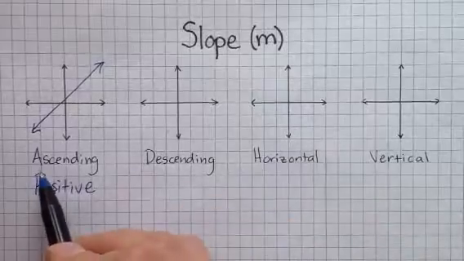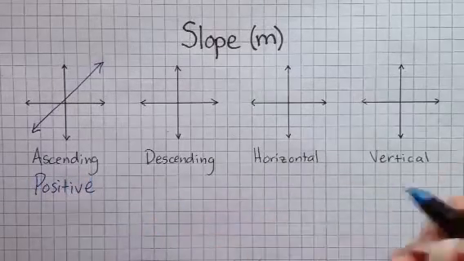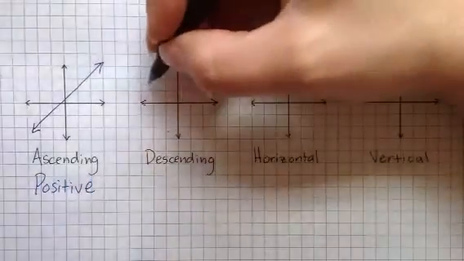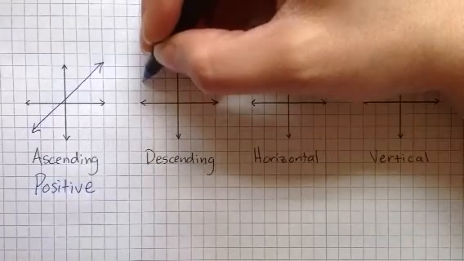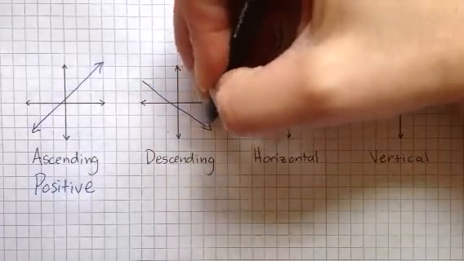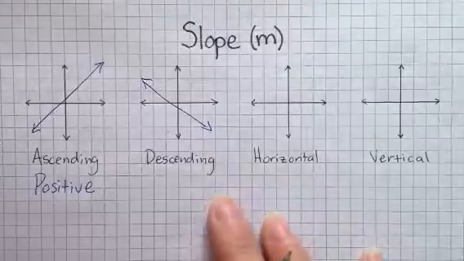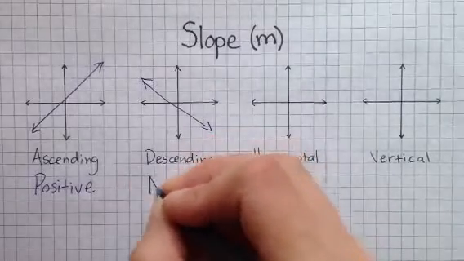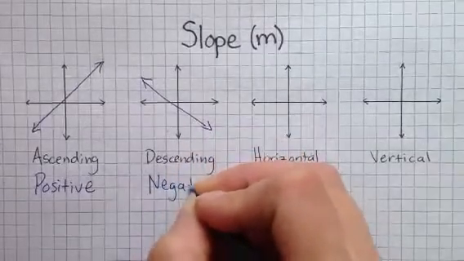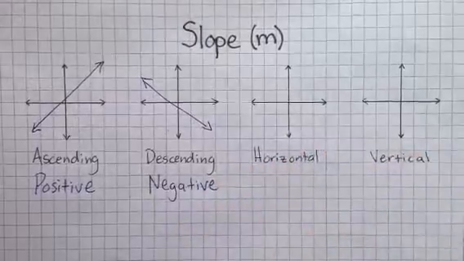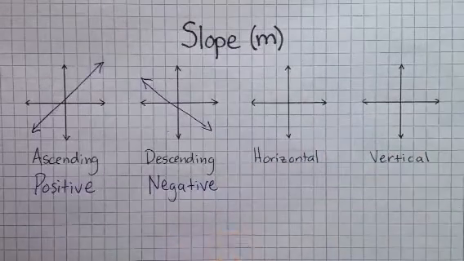Okay, and we say that's an ascending line. A descending line, when you start from the left side and move to the right, you'd be falling. That's a descending line. And that's always going to have a negative slope. So whether slope is positive or negative, you can tell what the line is doing on a graph.